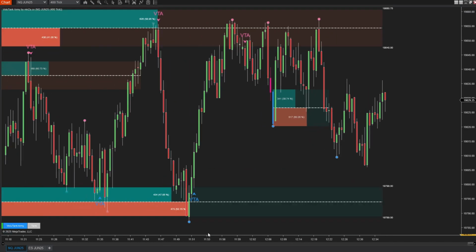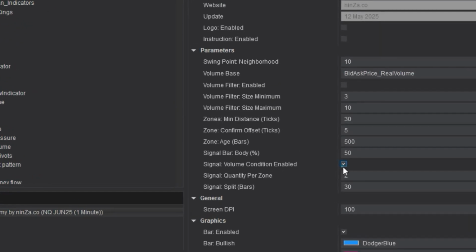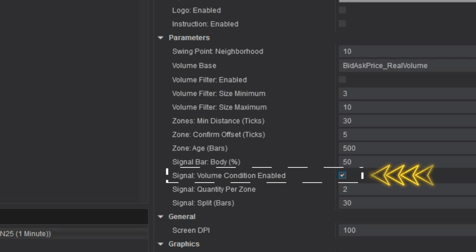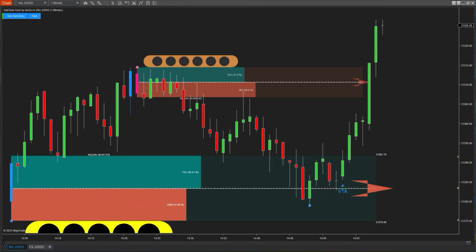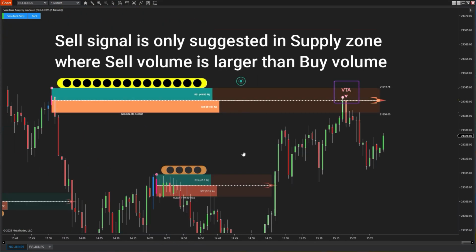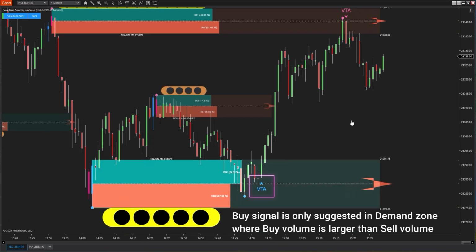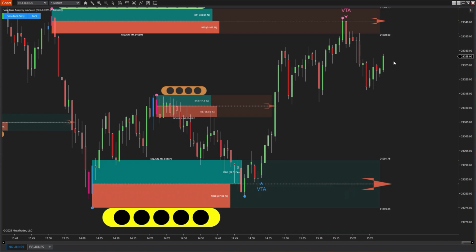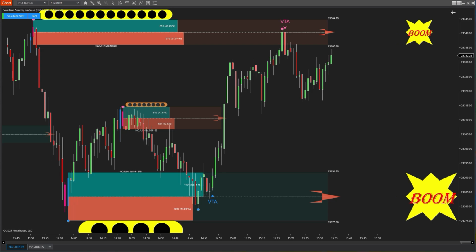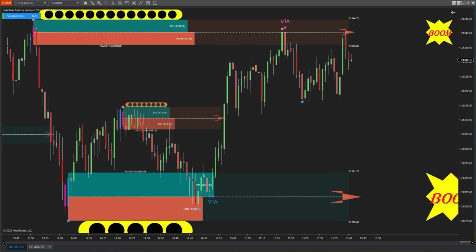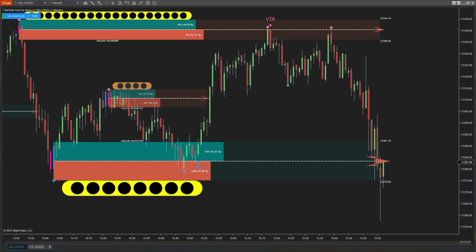On the other hand, when the signal volume condition option is enabled, default on, the indicator will only suggest trade signals at supply or demand zones where there is a clear difference between buy and sell volume. Specifically, at a supply zone, a sell signal is triggered only if sell volume exceeds buy volume. At a demand zone, a buy signal is triggered only if buy volume exceeds sell volume. By offering the ability to turn this condition on or off, traders can flexibly adjust their approach. For higher precision, keep volume condition enabled. For broader opportunity, disable it to increase signal frequency.